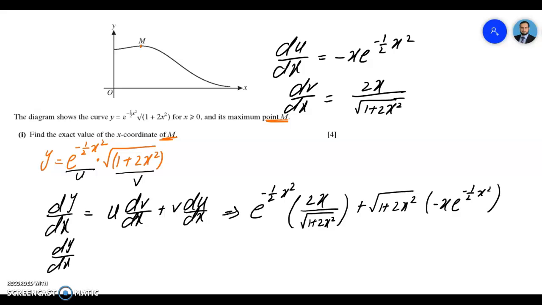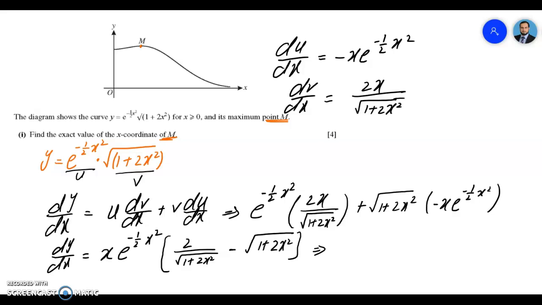From here we look at this one: x is common in both, and e to the power of negative half x squared is common. If we take this out as a common factor, this will be x e to the power of negative half x squared. Then, when we take x and e to the power of negative half x squared as common, we are left with 2 over the square root of 1 plus 2x squared, and then the negative sign, negative times positive is negative, so we will only be left with 1 plus 2x squared.